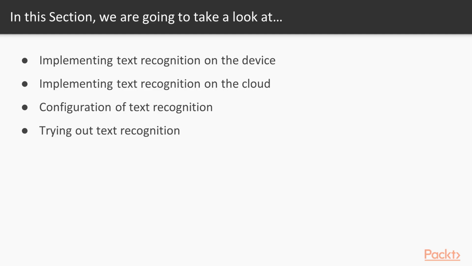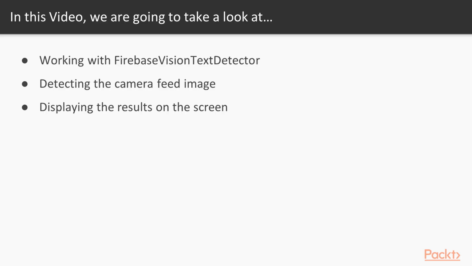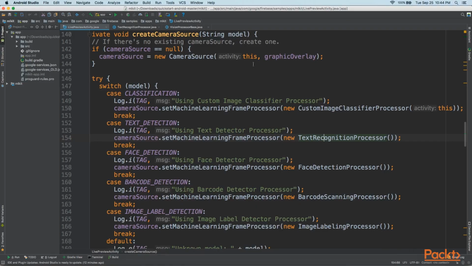In this section, we're going to discuss implementing text recognition on the device, implementing text recognition on the cloud, and trying out text recognition. Implementing text recognition on the device. In this video, we're going to discuss working with Firebase VisionText detector, detecting the camera feed image, and finally displaying the results on the screen.